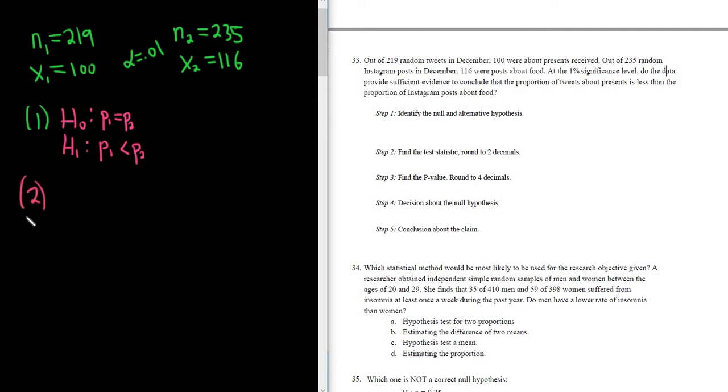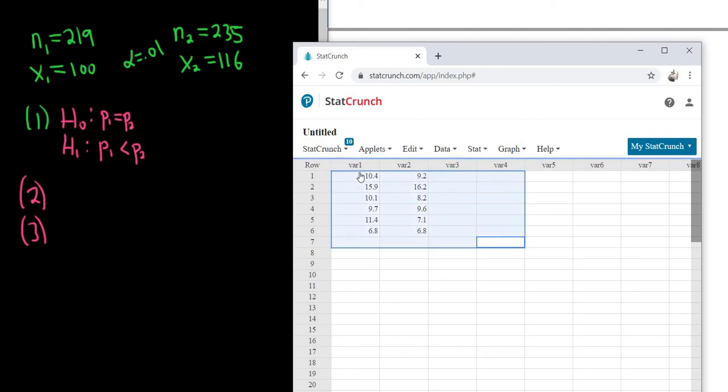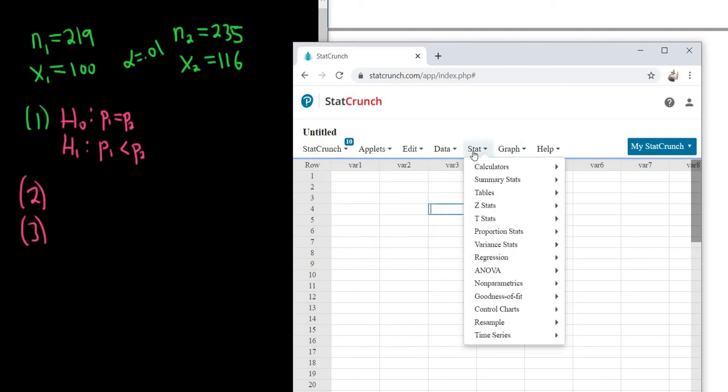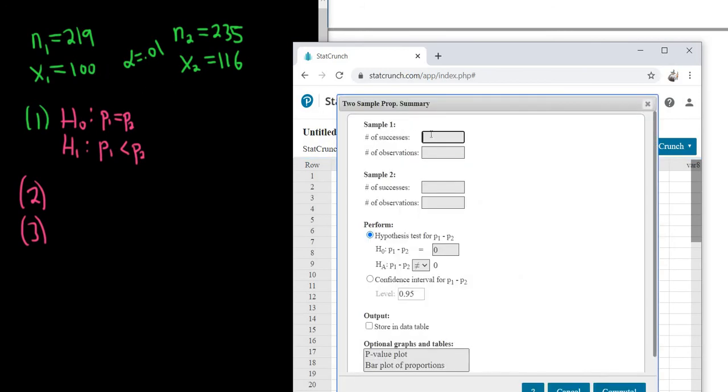So 2 and 3 are StatCrunch steps, right? The test statistic and the p-value. Thankfully, we have software to do this. Otherwise, it's a lot more work to do it by hand. So we go to Stat, Proportion Stats, and then we have two samples here. I'm going to pick two samples, and then with summary. Then you just enter everything here. Successes is 100, observations is 219. Successes is 116, observations is 235.